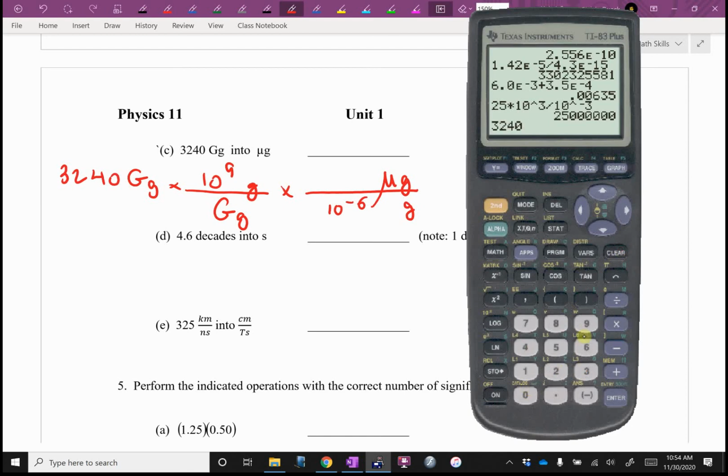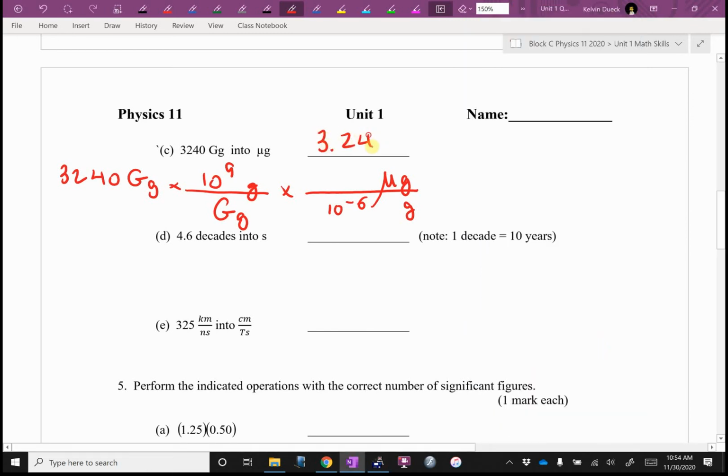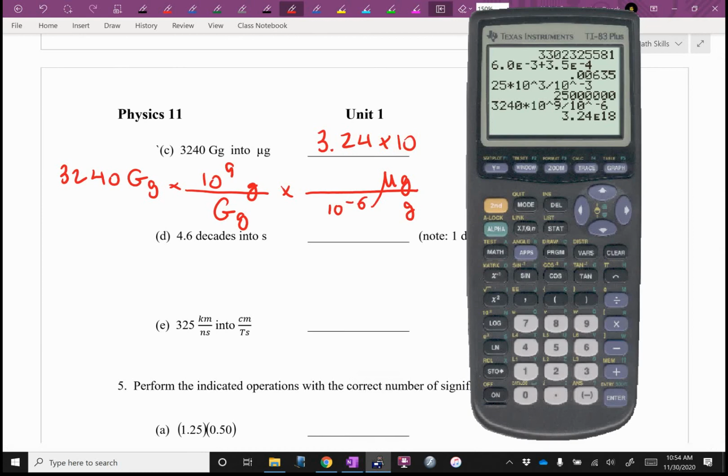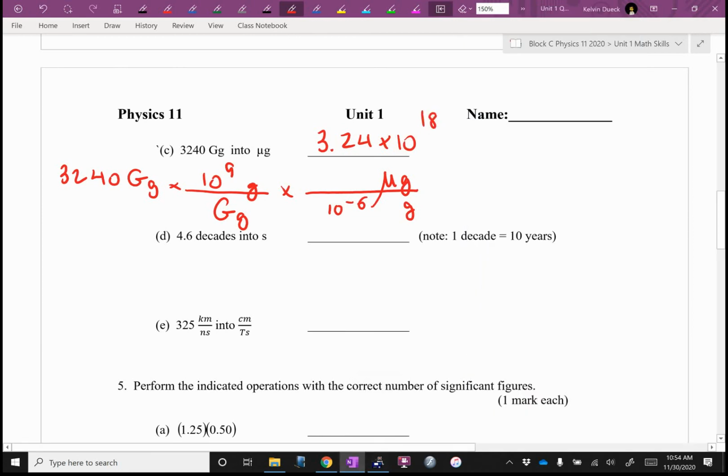3,240 times 10 to the 9th divided by 10 to the... I think my calculator is going to give this to me in scientific notation. 3.24 times 10 to the 18? Or a 3, a 2, and a 4 followed by 16 zeros if you chose to write it out longhand. I wouldn't. Times 10 to the 18th.